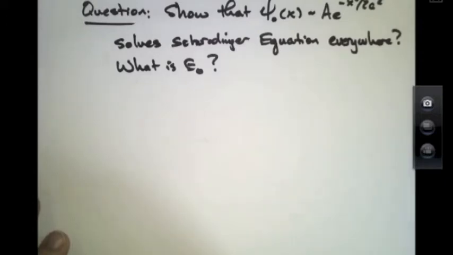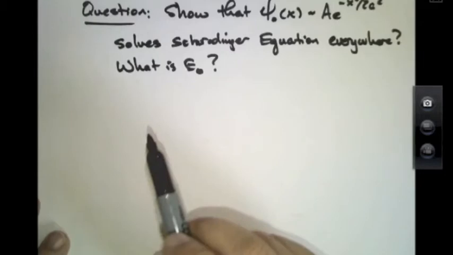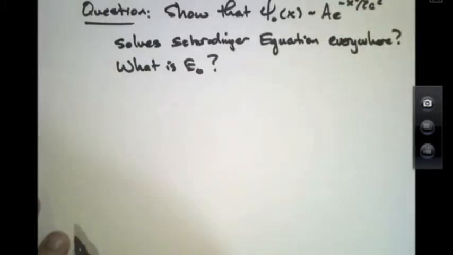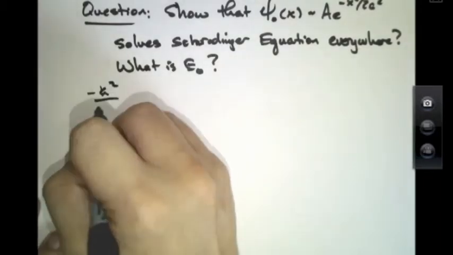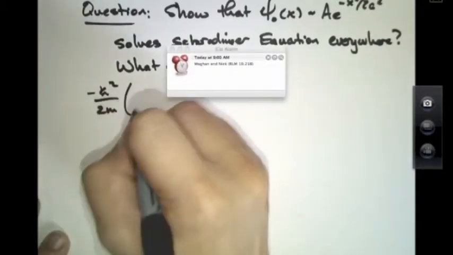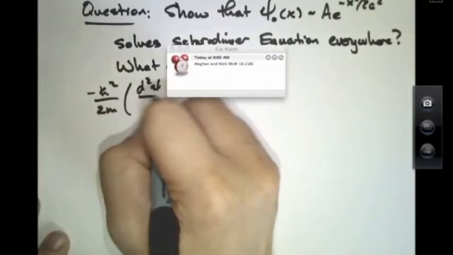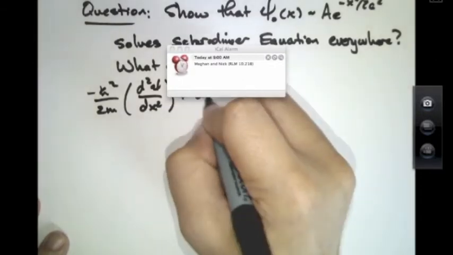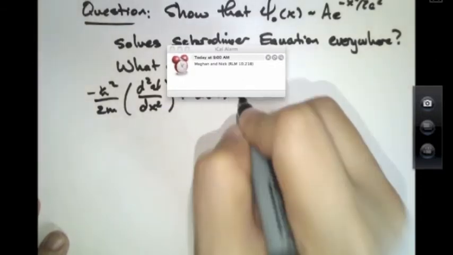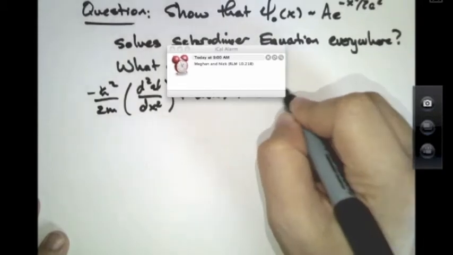We'll show that this satisfies the Schrodinger equation everywhere. And in addition, we'll find out that there are constraints on the energy E for this particular eigenstate, E0, we'll call it. So remember that the Schrodinger equation is minus h bar squared over 2m d squared psi dx squared plus U of x times psi has to equal E times psi.